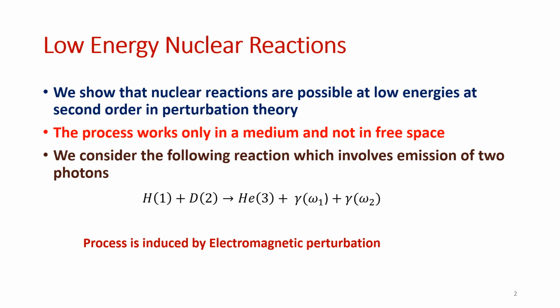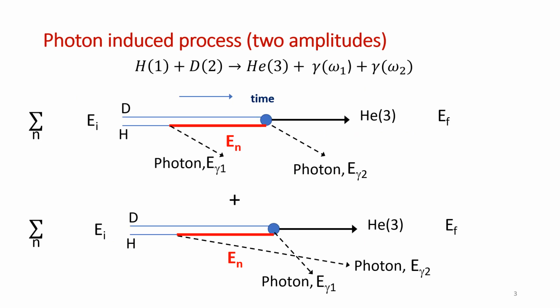Here, hydrogen undergoes fusion with deuteron to form helium-3 with emission of 2 photons. The process is induced by electromagnetic perturbation. Here we show it graphically. Free hydrogen and deuteron emits a photon, makes a transition into an intermediate state with energy En, which again emits a photon and makes a transition into helium-3. There are in fact two amplitudes which have to be added.